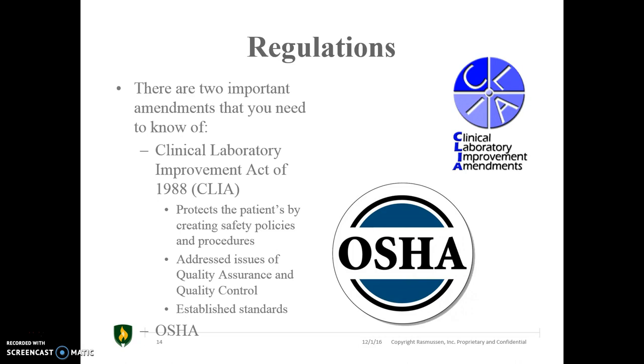It's also important for us to discuss and understand some of the important lab regulations. The first and most important one is that of CLIA, the Clinical Laboratory Improvement Amendments of 1988. It was created to protect patients by creating safe policies and procedures. The amendment addresses the issues of quality control, quality assurance, record keeping, and qualifications of personnel performing testing. It establishes a standard for testing, accuracy, reliability, and timeliness.